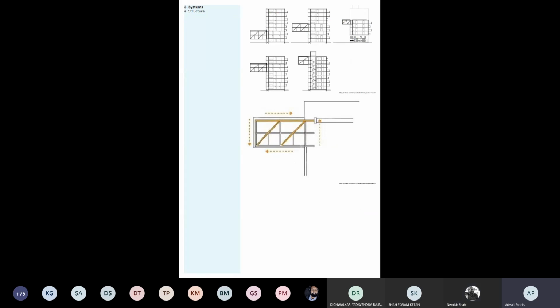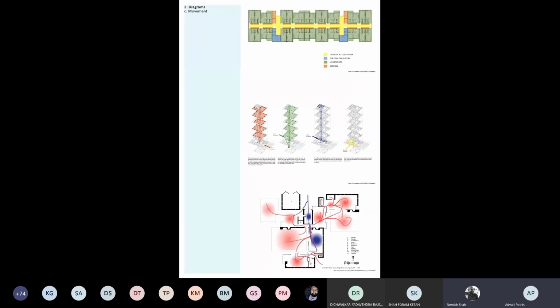But now the third part. So we have first part drawing, second part diagram, third part is system. But one second, Advait, can I just say something? Yes, go ahead. In diagrams, if you feel the need to add other diagrams, that is fine. I think certain buildings may require some other diagrams which are important for their analysis. And these are the three templates that we have given you.